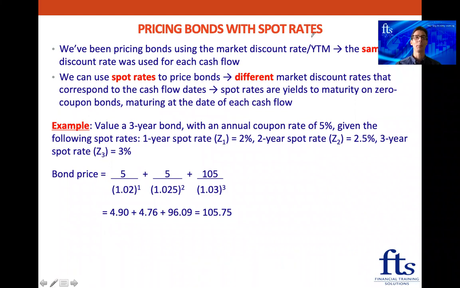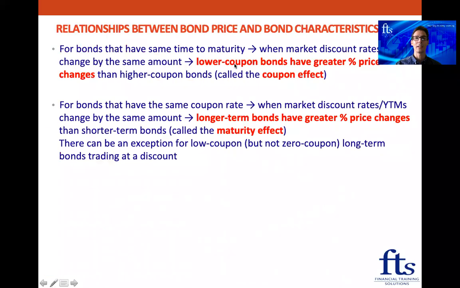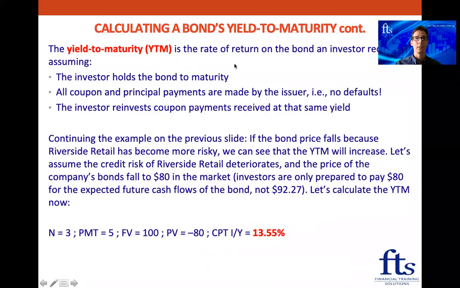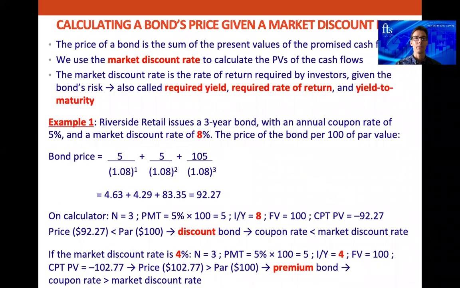So what we did in the previous class, we were pricing bonds using the market discount rate or the yield to maturity of the bond. This means that the same discount rate was used for each and every cash flow. If we go back to our Riverside retail example quickly, there we go. Remember, here we were pricing this bond using a market discount rate of 8%. So each and every cash flow, we're discounting at 8%.